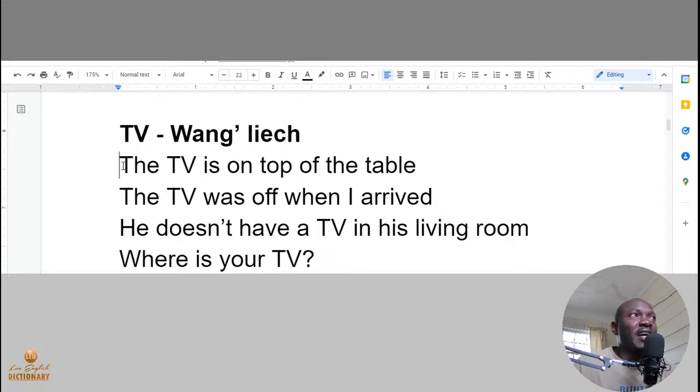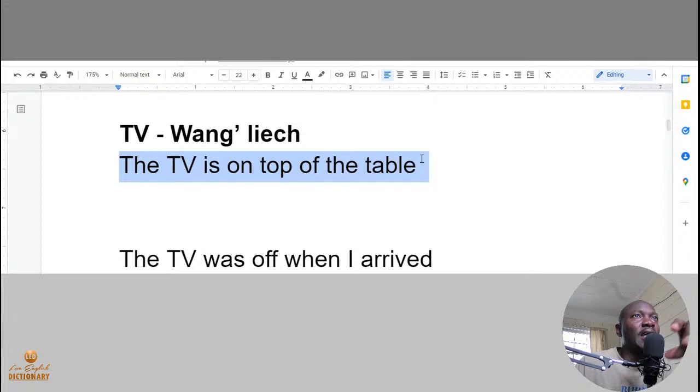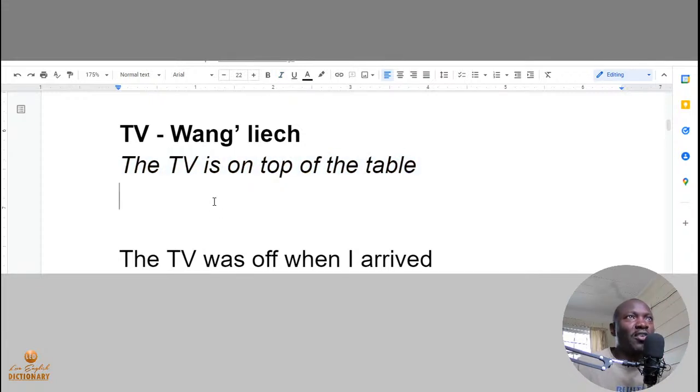Now you can see what I've done here. I have just done a sentence. Then I want to turn it into Luo. So that way we are mixing up the knowledge that we already have with the new knowledge. Okay? That's how we roll today. So, Wang Liech, what do we call? The TV is on top of the table. TV would be Wang Liech.